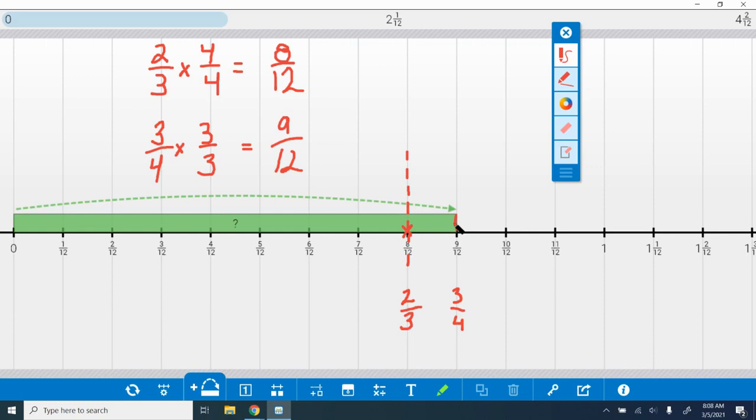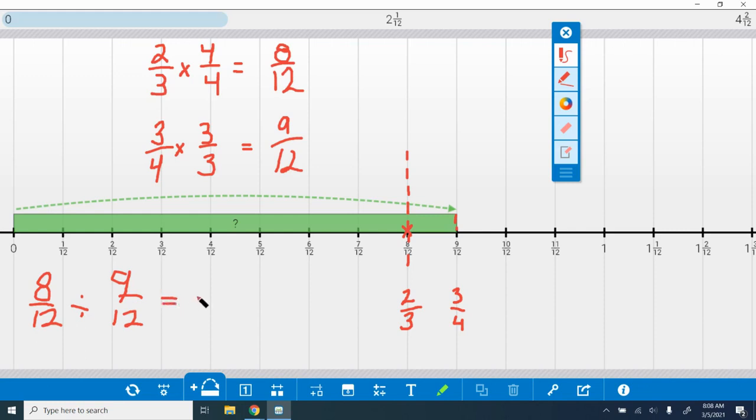Now let's prove that with our common denominator division strategy. So the original problem was 2/3 divided by 3/4. We're going to rewrite that with the common denominators that we have: 8/12 divided by 9/12. And then let's see if we can divide straight across.